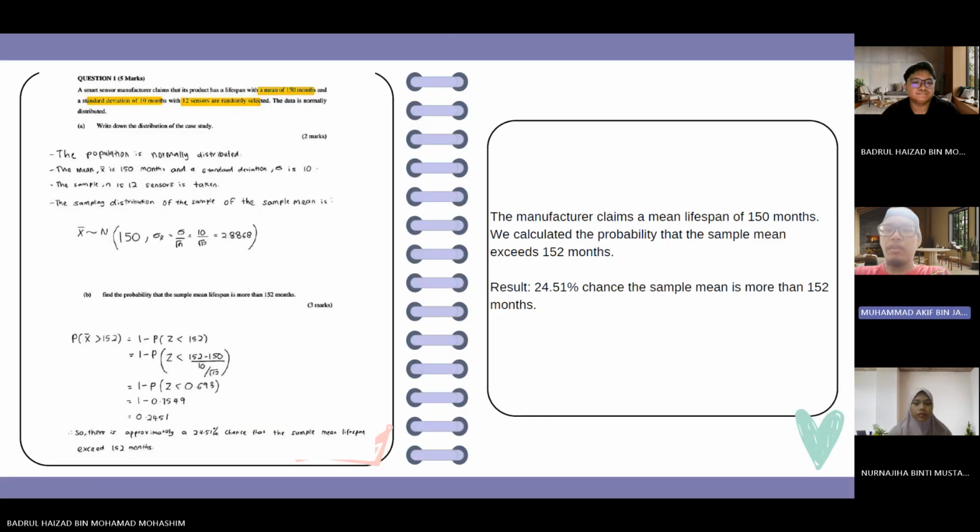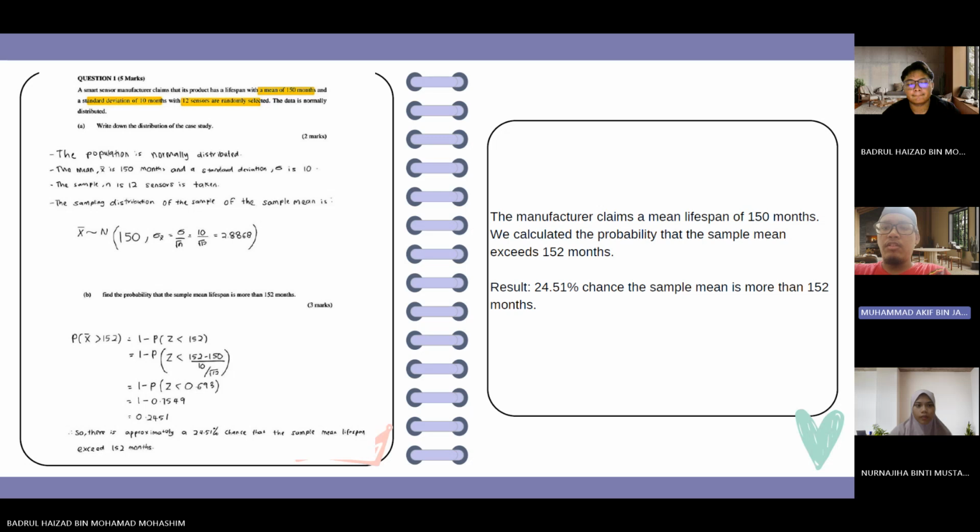This is question 1. A smart sensor manufacturer claimed that its product has a lifespan of a mean of 150 months and a standard deviation of 10 months, with 12 sensors randomly selected. The data is normally distributed. So from this question, we know that this question is a sample. So we need to use the sample formula for the question to find the probability.